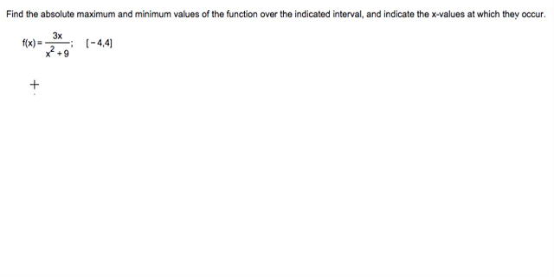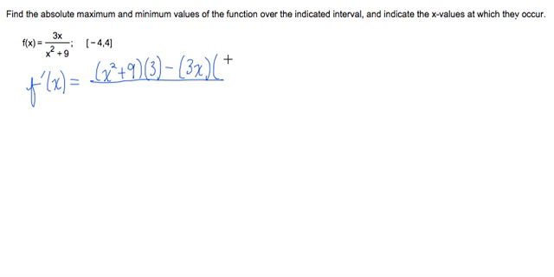So we're first going to find critical values, so we need to take the derivative. We're going to have to use the quotient rule for this. So low d high, derivative of 3x is 3, minus high d low, all over the denominator squared, low. Okay, and let's simplify. So distributing, it's going to be easier to solve when we simplify first.